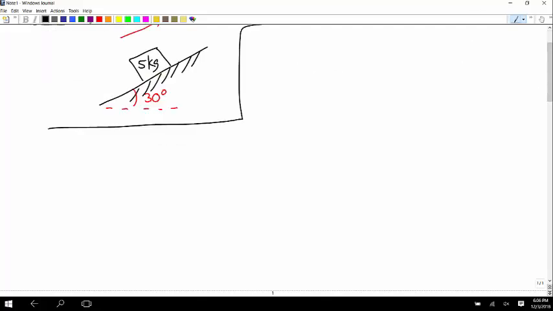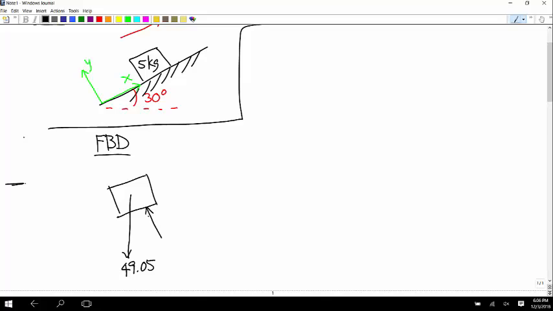Okay, so first, the coordinate system that we're going to use has the y-axis pointing straight out of the surface. So the x-axis has to be that way. A free body diagram of the block has the weight force straight down. That's 5 times 9.81, so 49.05. And then the normal force coming out of the surface. So this is N.